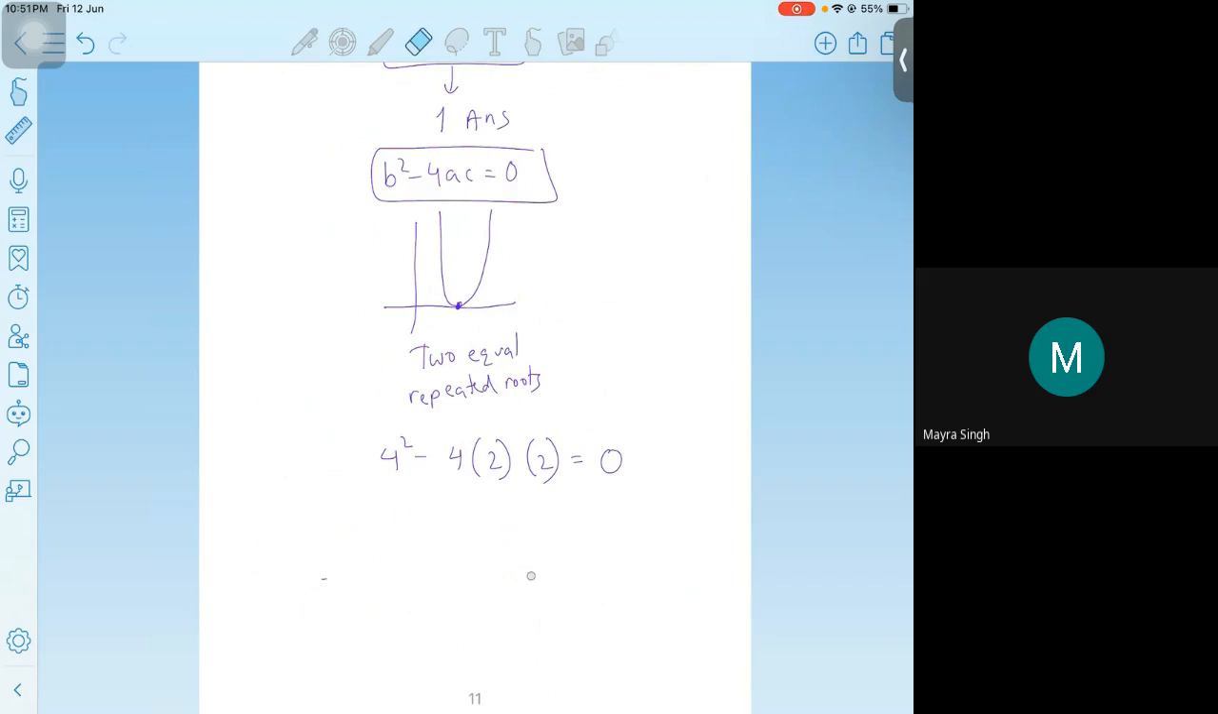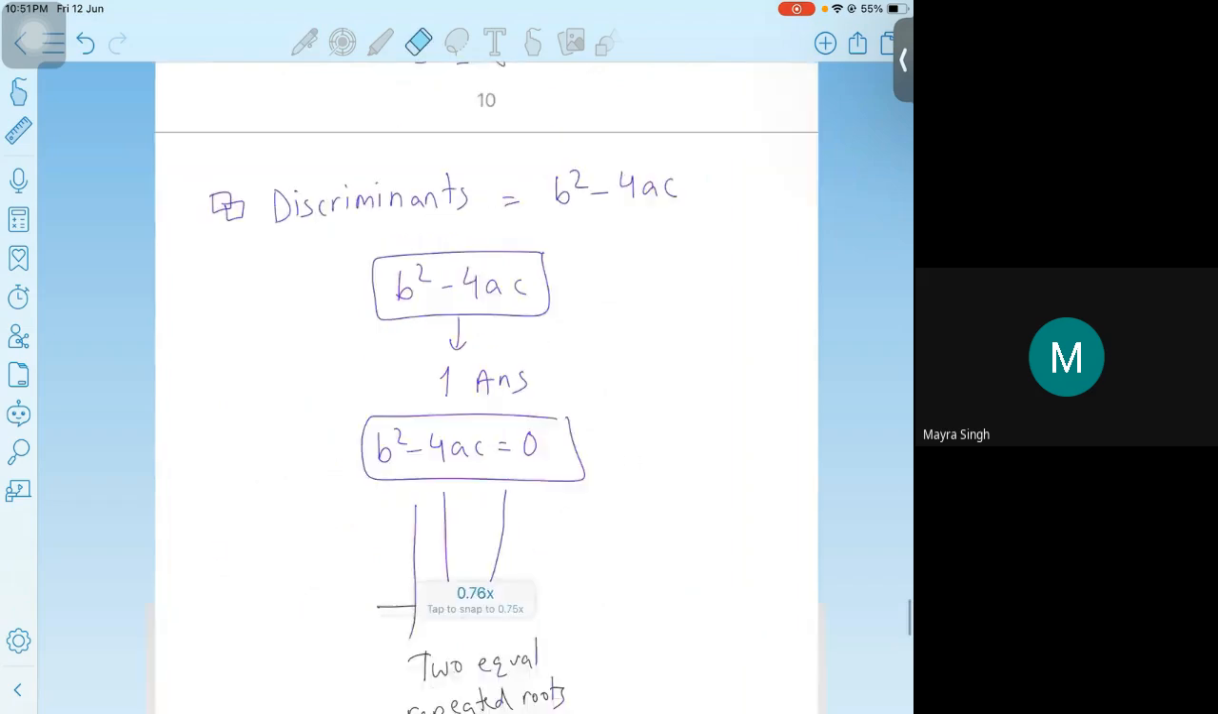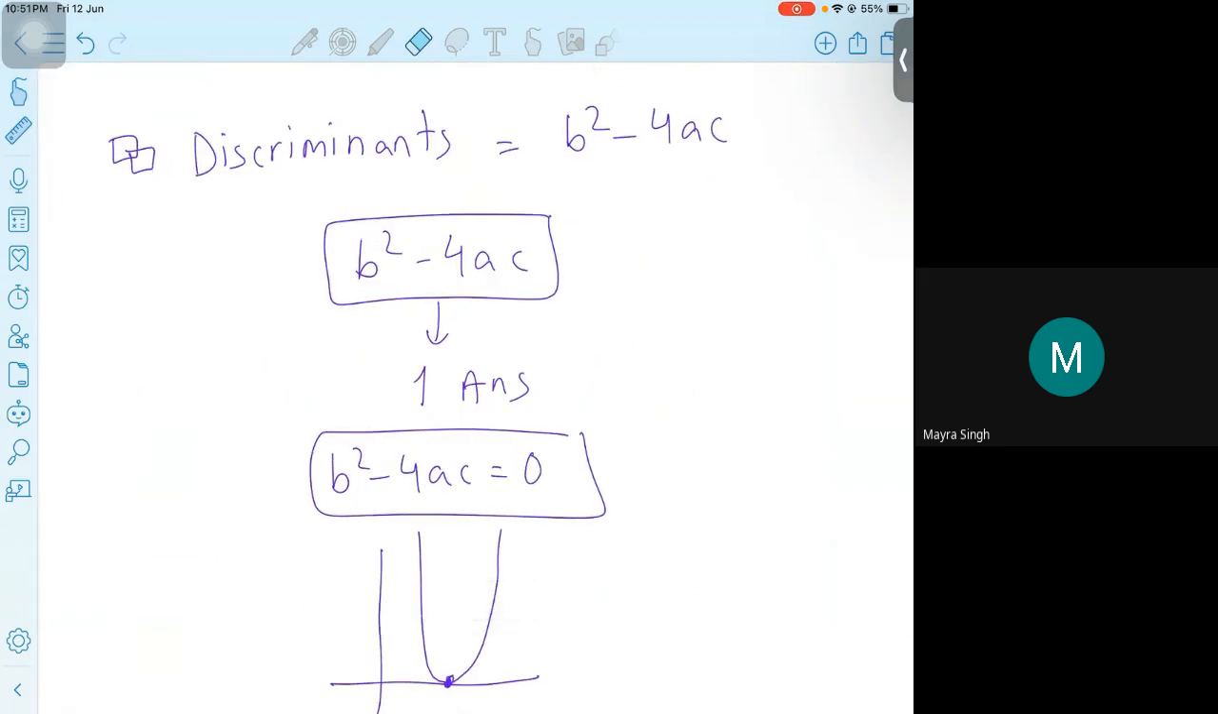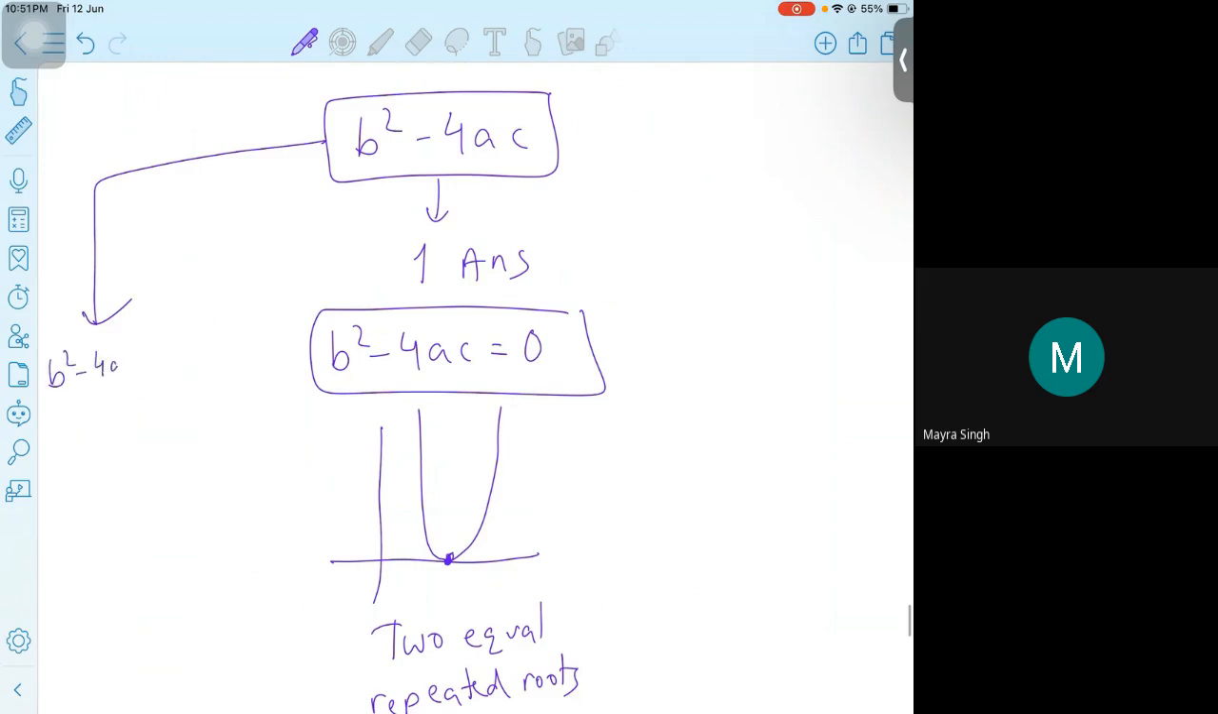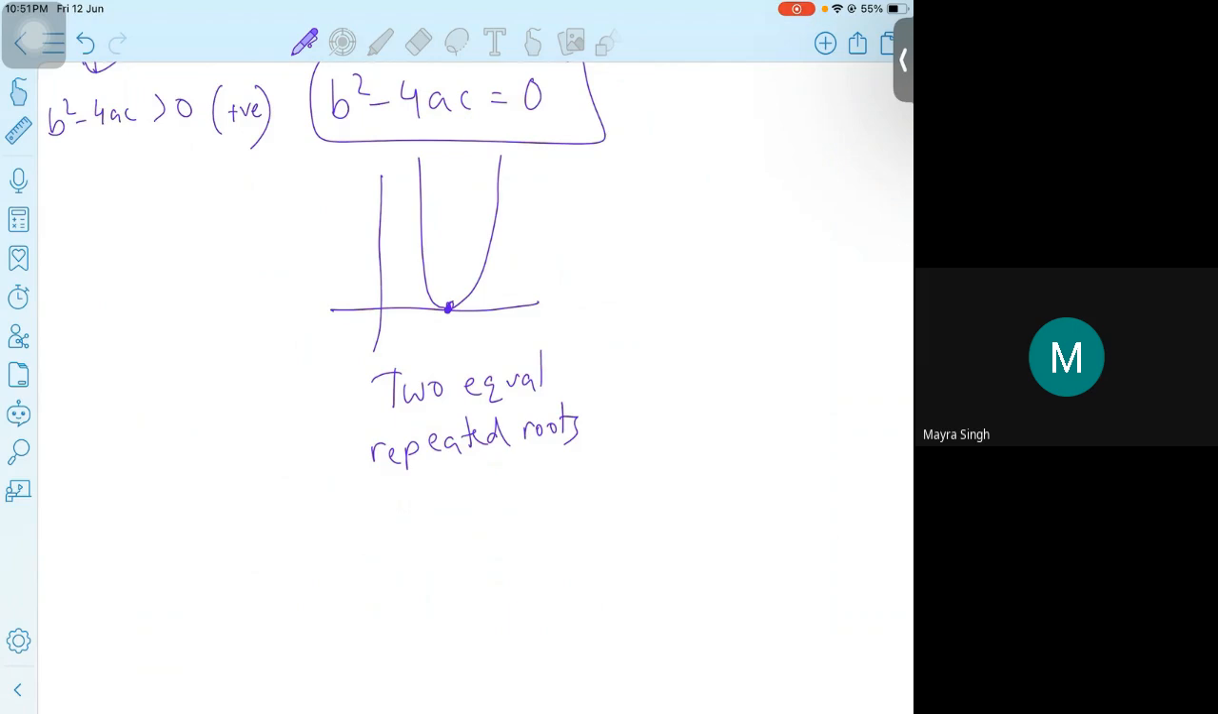Okay? So the first scenario was if b squared minus 4ac is equal to 0, then you have one answer only. The second scenario is if b squared minus 4ac is greater than 0, as in it's a positive number. In this case, you have 2 answers, and you label it as 2 distinct real roots, okay? So 2 distinct, which means different. So your graph is going to look something like this, where you have this root and this root, okay?